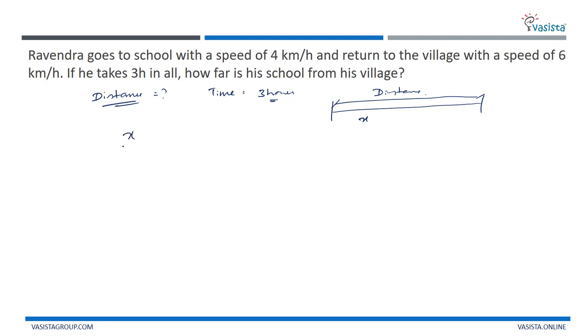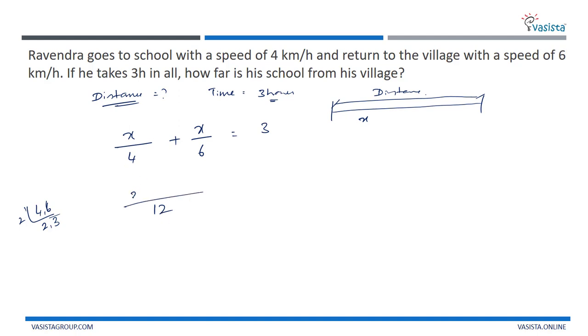Speed is distance by time, so time is distance by speed. That is x by 4 plus x by 6 is equal to the time, and the time is 3. Now take the LCM of 6 and 4. Start with 2: 2 2s are 4, 2 3s are 6, 6 2s are 12. 12 is the LCM. 12 divided by 4 is 3.